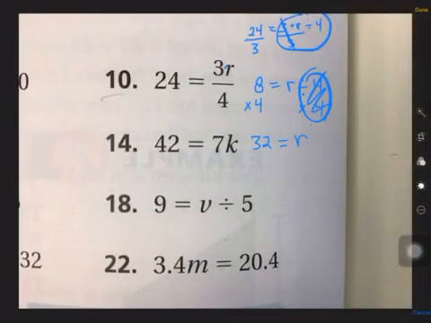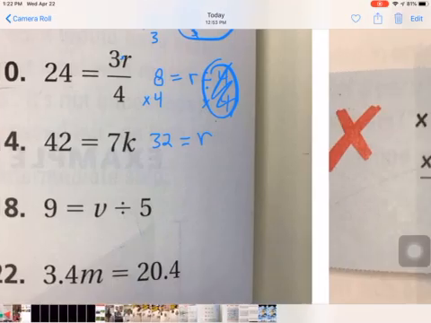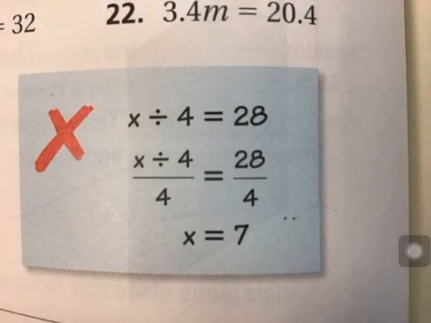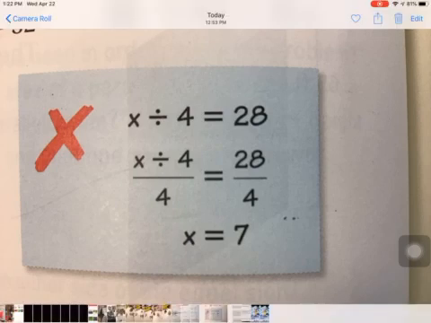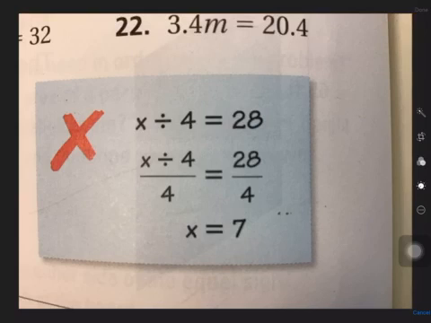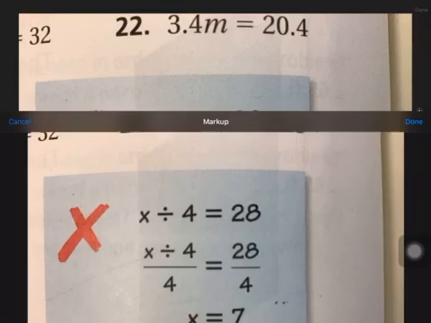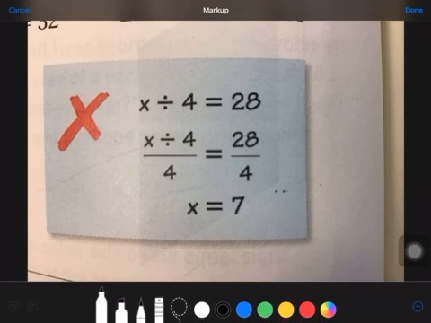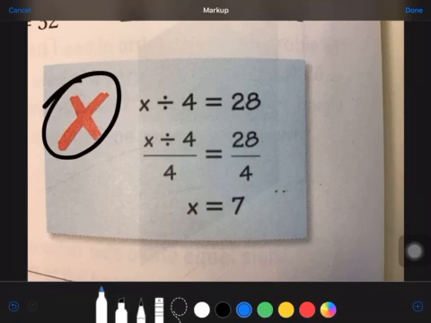All right, let's look at one more of these kind. Just change my pictures here. Let's look at this one. So this is one of the error analysis from the math book, and we have obviously there's a red X there, so that means they did something wrong. So X does not actually equal 7. So let's look and see what they did.